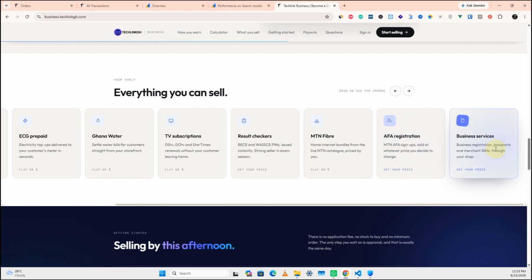Business services. This is a new development that we did. We provide this for you so that you can also register people's businesses. If somebody wants to renew a passport, or wants business registration, merchant SIM, and all those things, you can also provide this service with your own commission, and then you make money. I hope you get it.